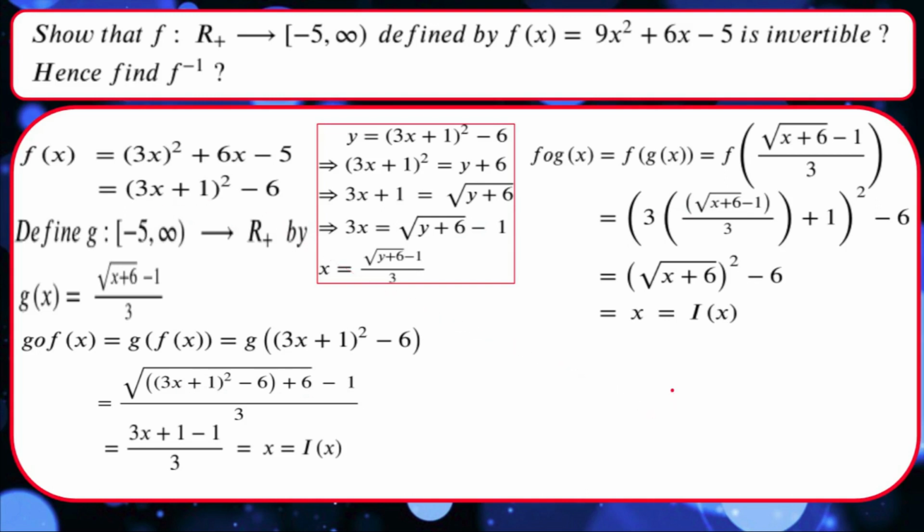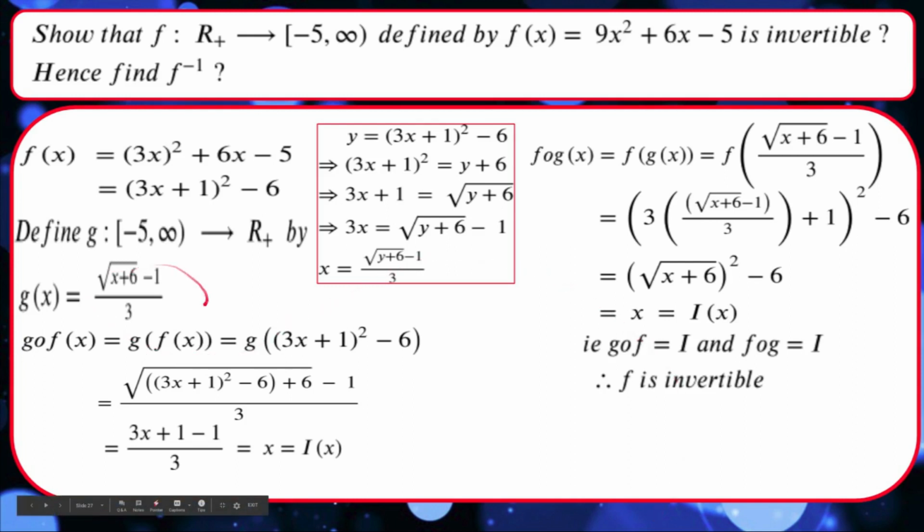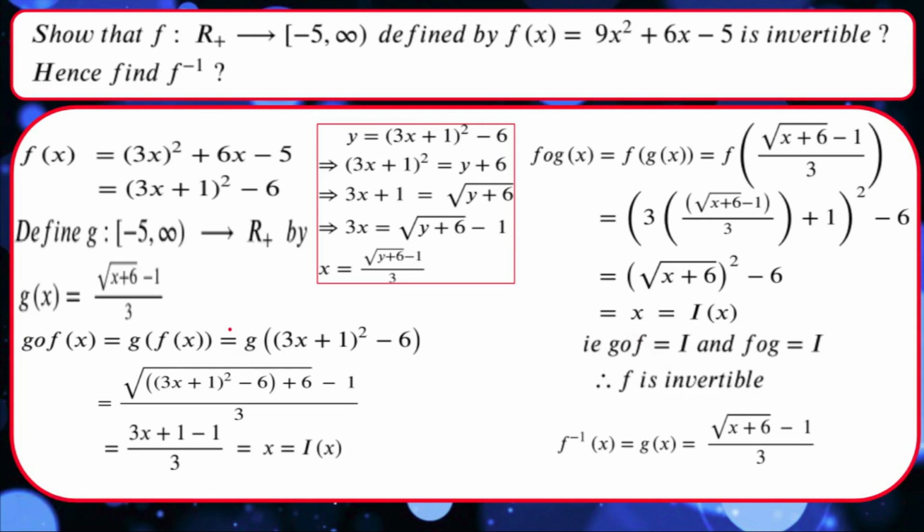Okay. Then we get g composition f of x equal to identity function and f composition g of x equal to identity function. Okay. Then f is invertible. What is f inverse of x? F inverse of x is our g of x. That is root of x plus 6 minus 1 by 3. Okay. Next problem.